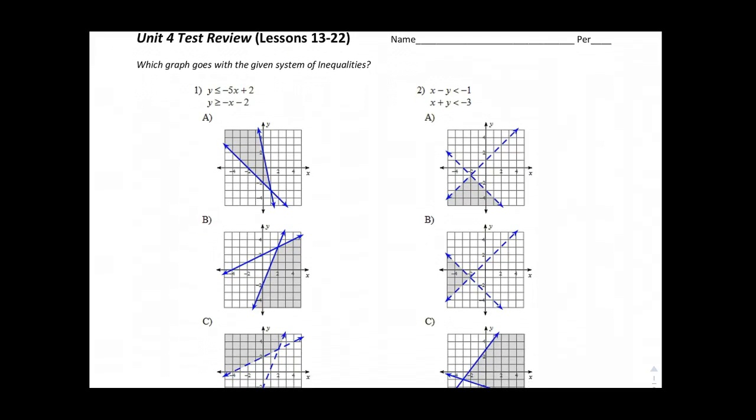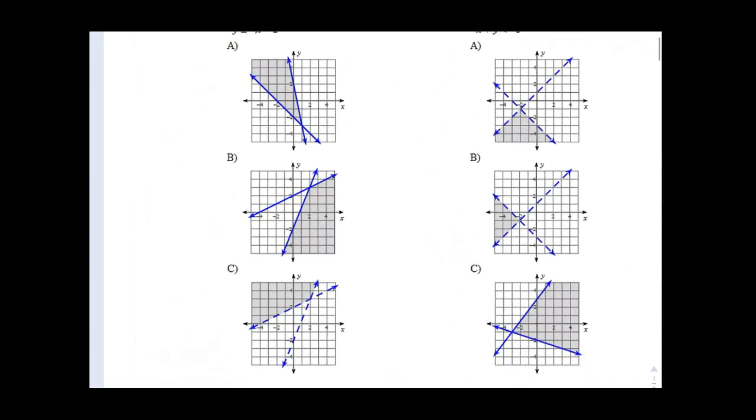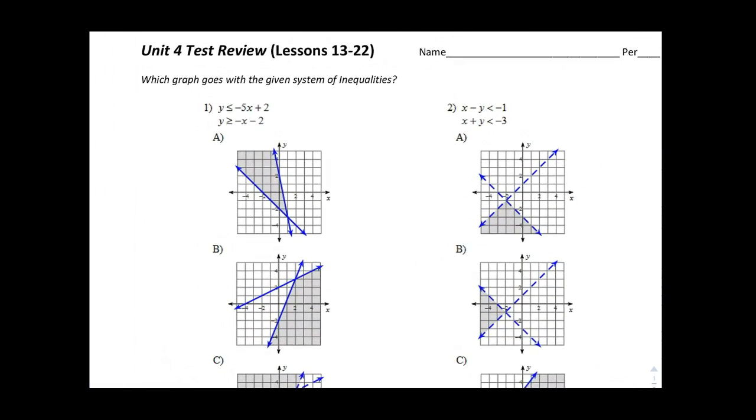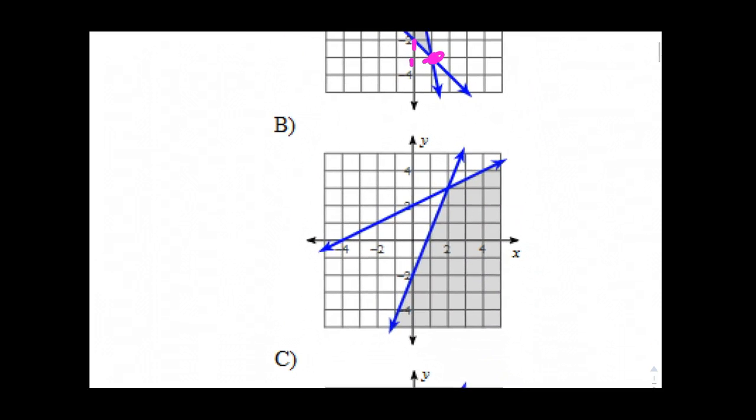Okay, so I'm looking at this review and I need to try to figure out which of these graphs matches what's here. So the first thing I'm going to do is check the first line. I'm looking for it to start at 2 and to go down 5, 1, 2, 3, 4, 5, and over 1. Okay, so that graph looks like it matches the first line.